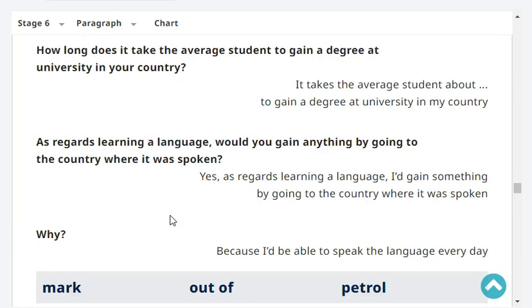As regards learning a language, would you gain anything by going to the country where it was spoken? Yes.